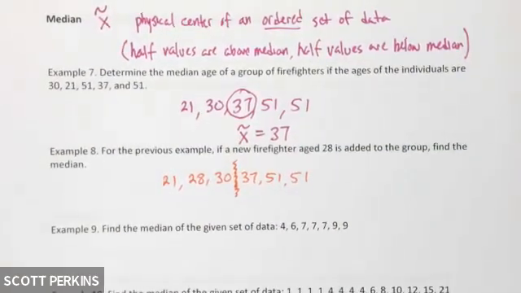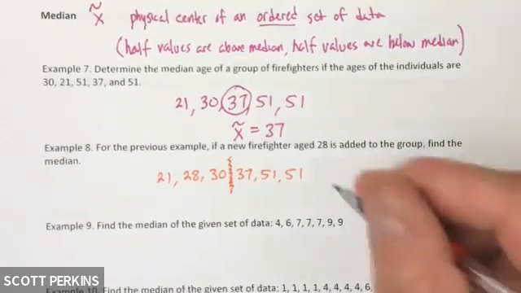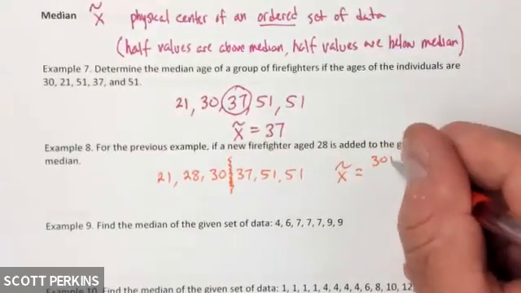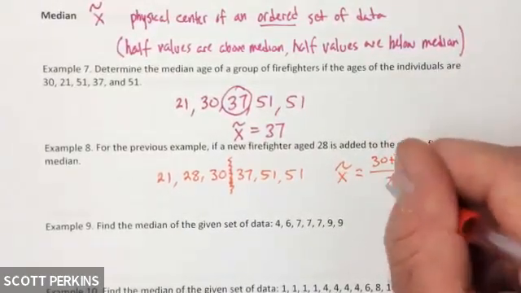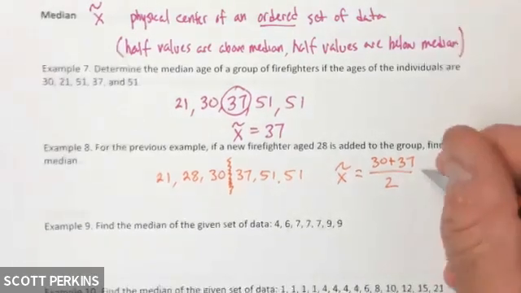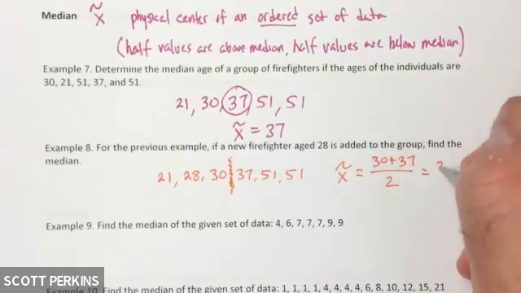So when you have an even number of data points, here's what you do. You take those two closest values, the 30 and the 37, and you just find the midpoint. So the median, the x with the squiggly, is going to be 30 plus 37 divided by 2. I'm just finding the midpoint between 30 and 37. When I do that, that's 67 divided by 2, and that is going to be 33.5.